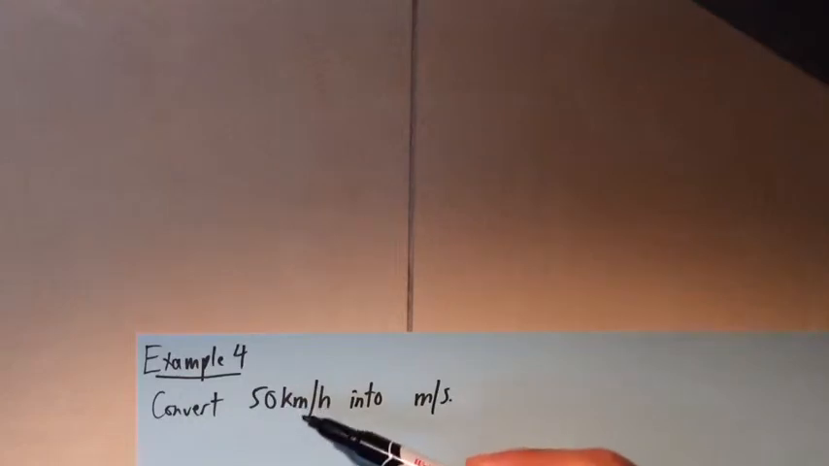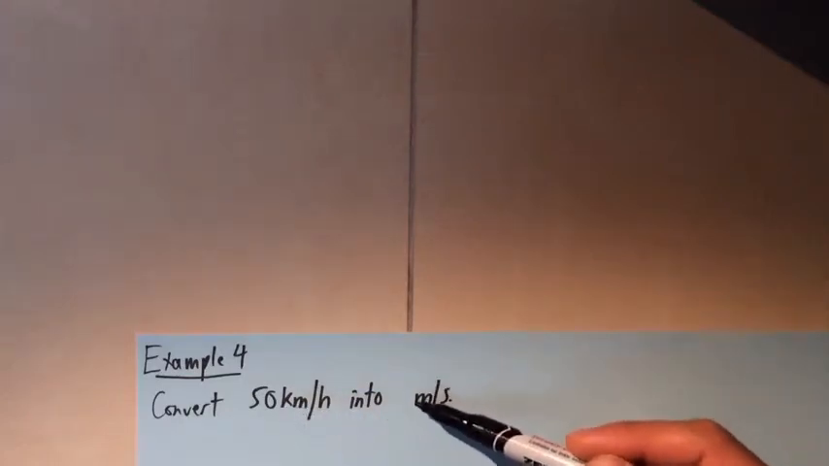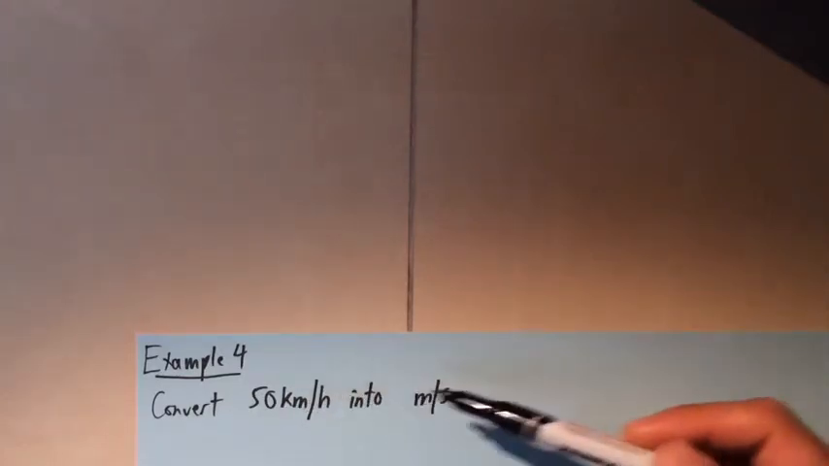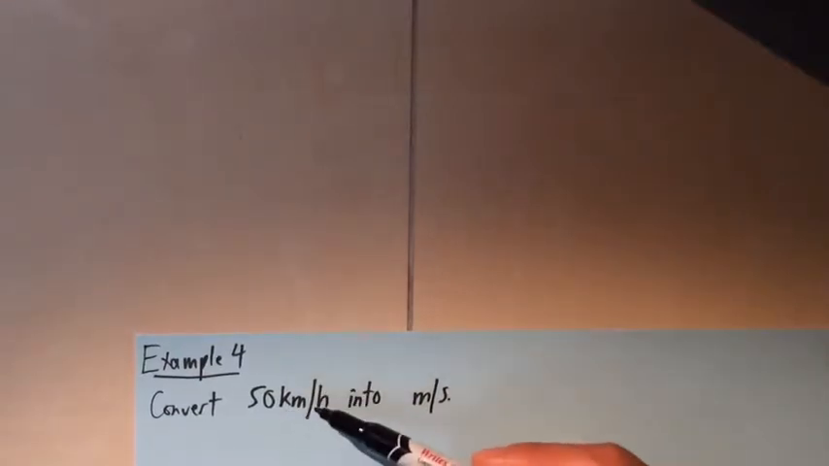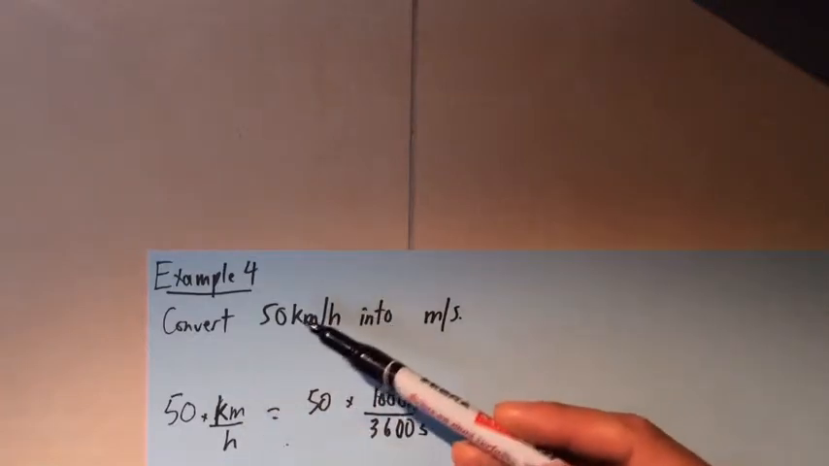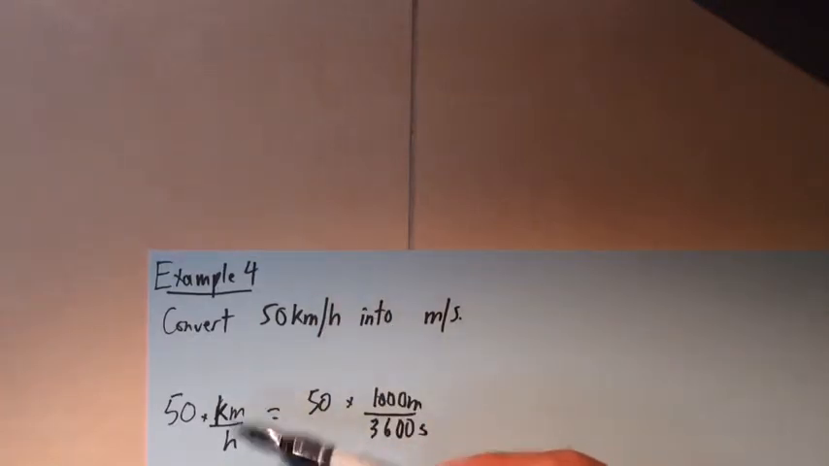Example 4 requires converting one rate to another. Convert 50 kilometers an hour into meters per second. Now, how we do that is that we have to find out how many meters there are in a kilometer and how many seconds there are in an hour. Then we can convert this rate into this rate. Kilometers an hour can be expressed as a fraction. Kilometers an hour is simply how many kilometers per hour, kilometers over 1 hour.